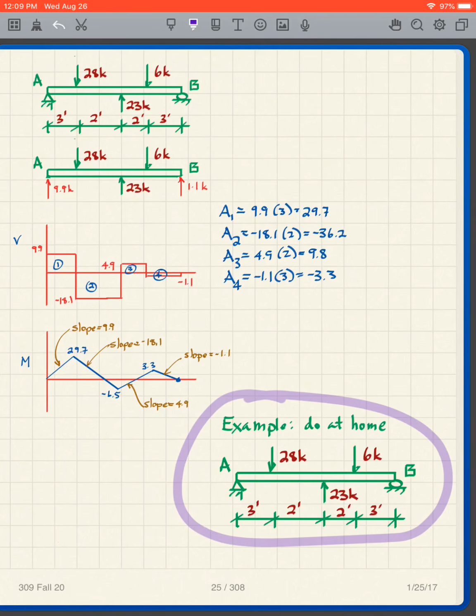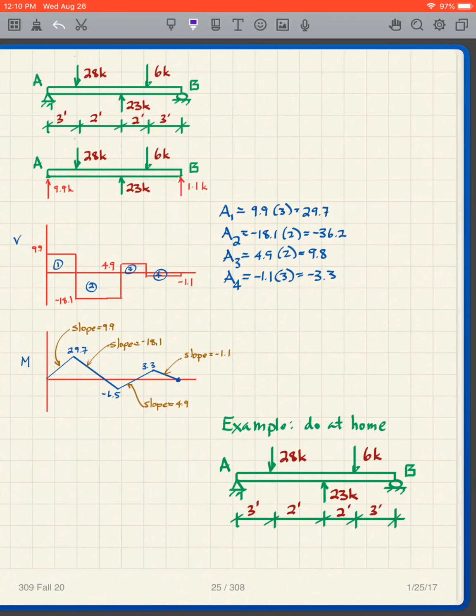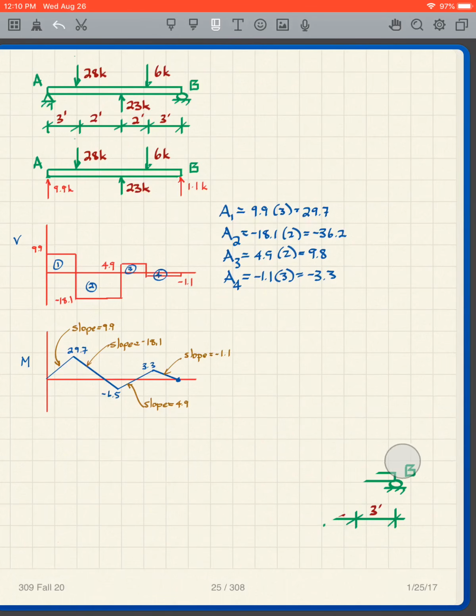Here's another example. I'm just going to let you do... Oh, never mind. That's the same one. Okay. So let me just erase that. Okay.